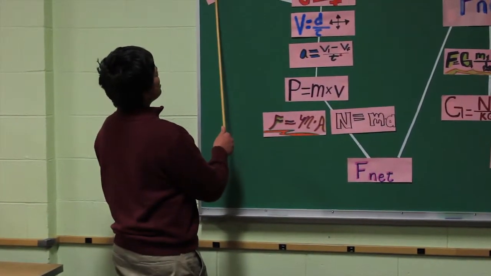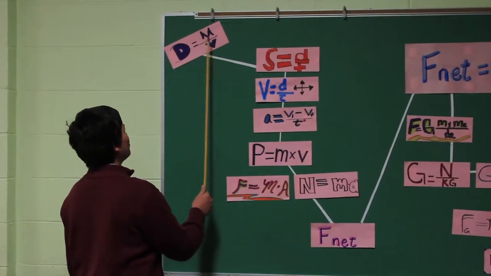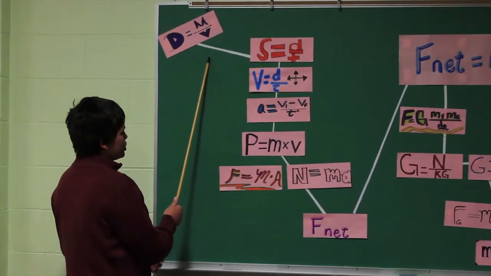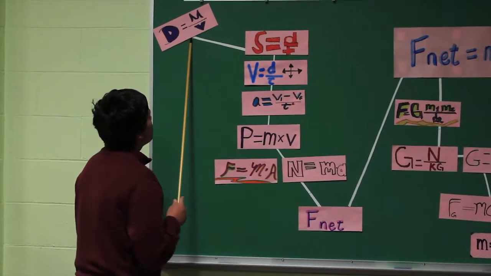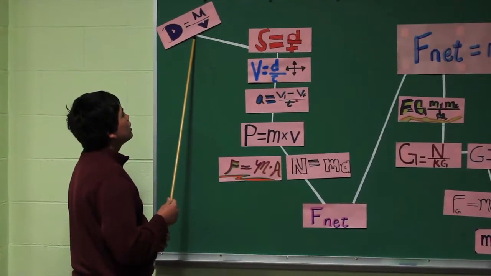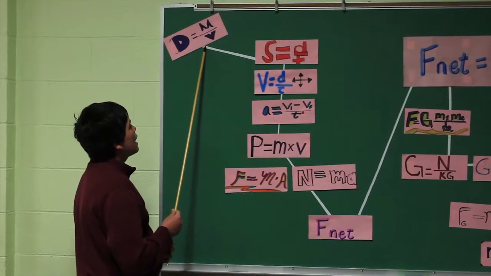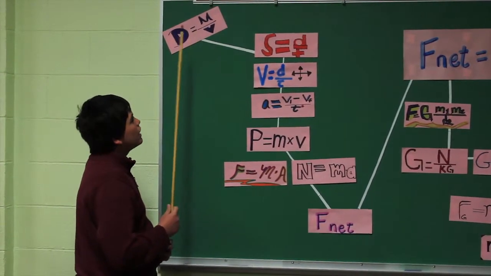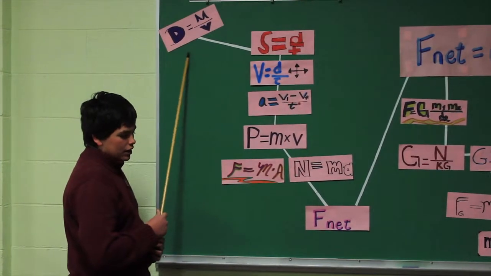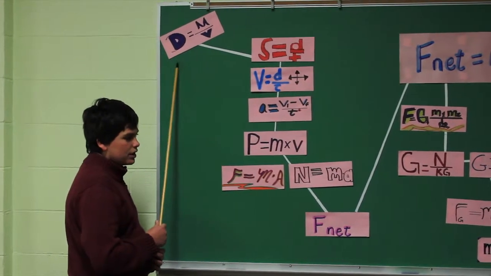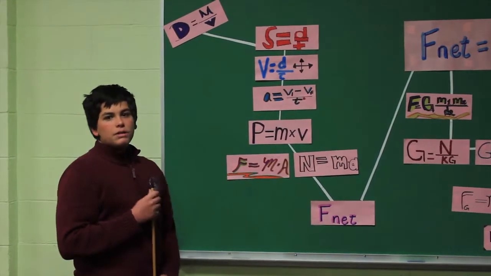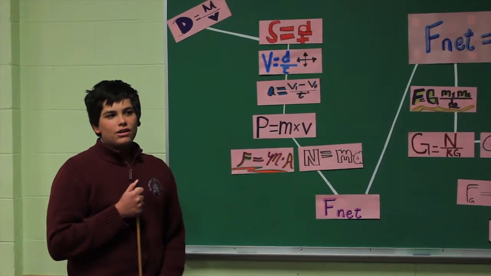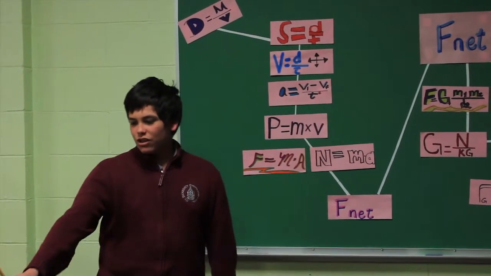Density equals mass over volume, which represents the roller coaster in a little way, but we want to show that it has a relationship between each other. Density is the amount in a certain object. To begin this project, I would like to hand this over to Adolfo.